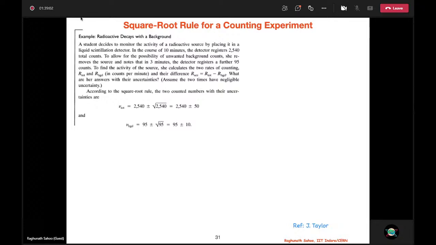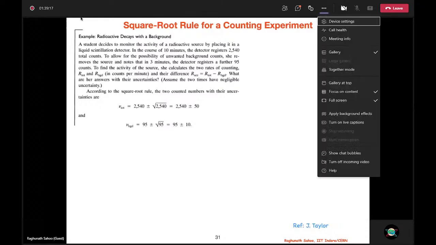So, radioactive decays with background. A student decides to monitor the activity of a radioactive source by placing it in a liquid scintillator detector. In the course of 10 minutes, the detector registers 2540 total counts, and this is with background. To allow for the possibility of unwanted background counts, he or she removes the source and notes the time for 3 minutes.